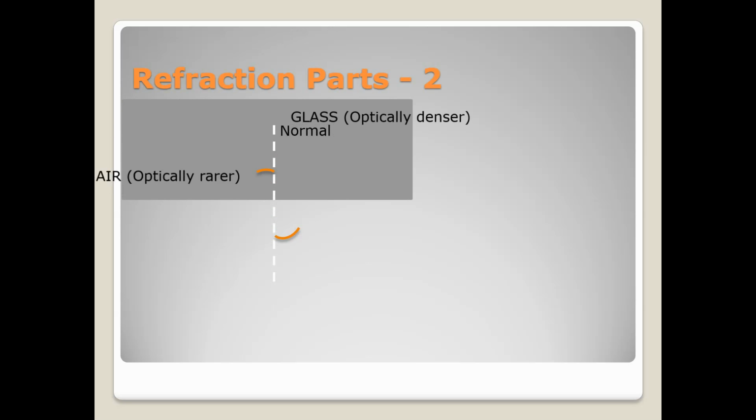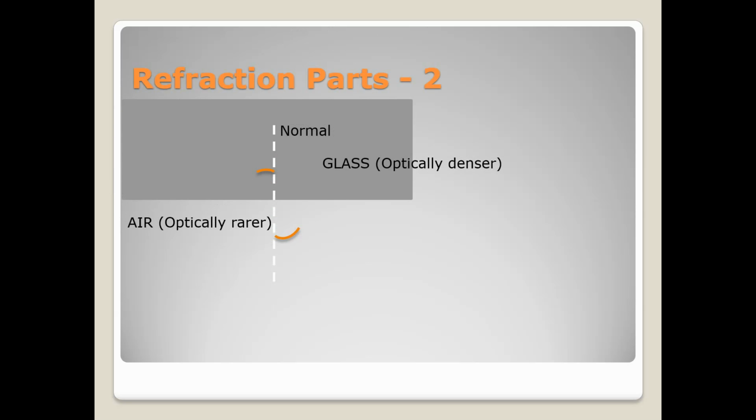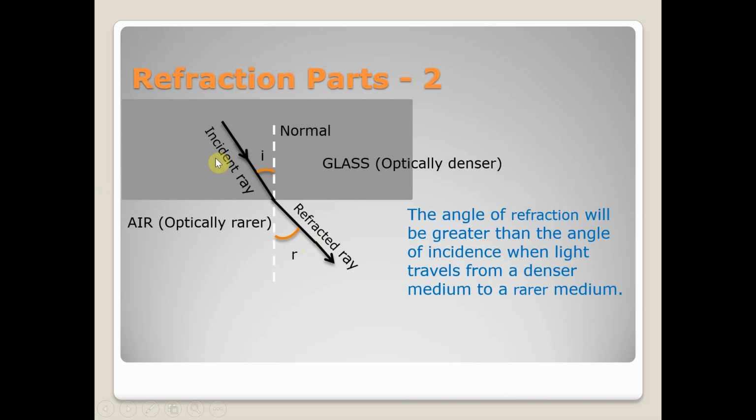Now coming to refraction, part 2. This is a glass piece, normal, and here come the names. Glass, an optically denser medium, and air, an optically rarer medium. This is the angle of incidence and this is the angle of refraction. This is the incident ray and this is the refracted ray.